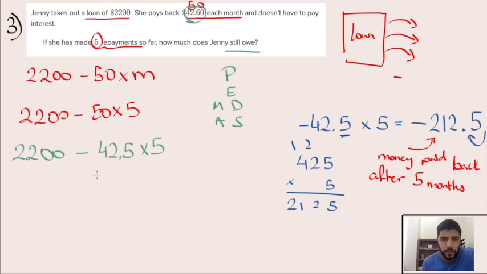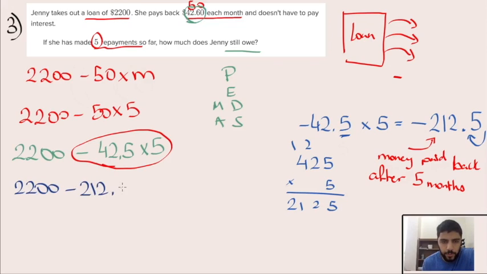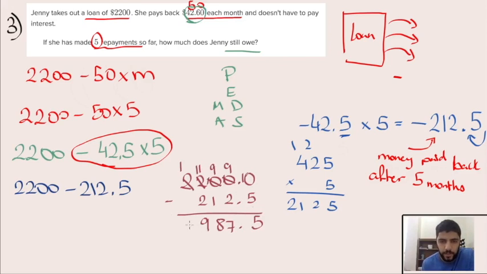All right. So this became 2200 minus 212.5. Now, how can we subtract? If you don't remember, we place the numbers on top of each other with the bigger number on top. So 2200 on top, 212.5 on the bottom. The decimal places need to line up. So here we need to add a 0.0.